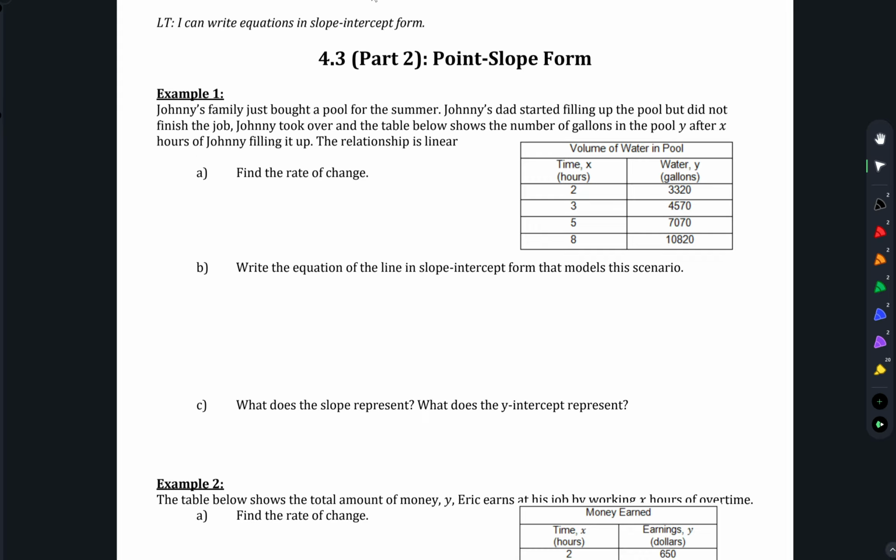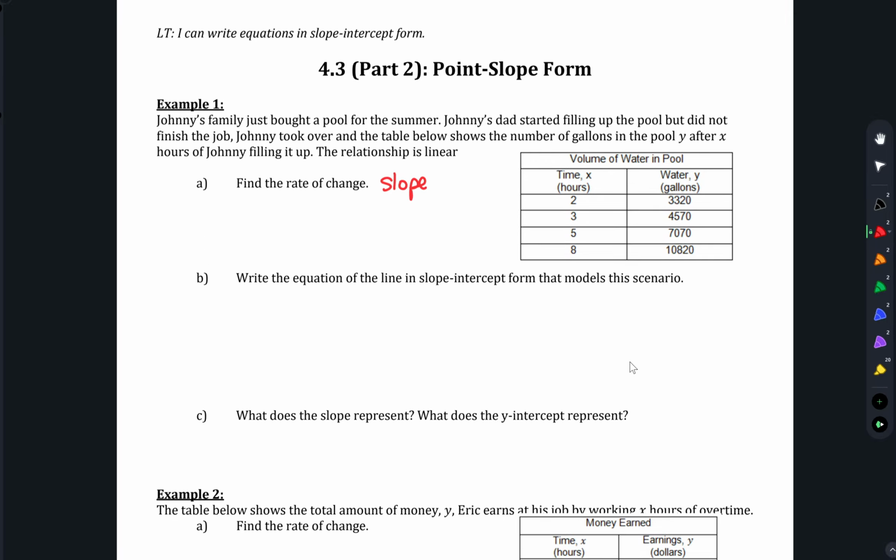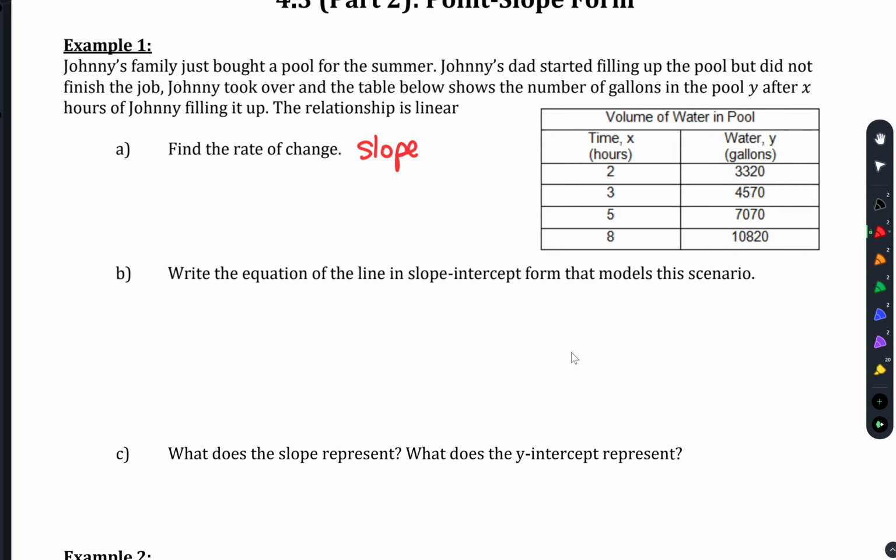Letter A says find the rate of change. Do you remember how I told you that rate of change is the same word as what? Slope. So when it says find the rate of change, it's asking for the slope. Okay, remember from yesterday? How do I look at this table and figure out what my slope is?